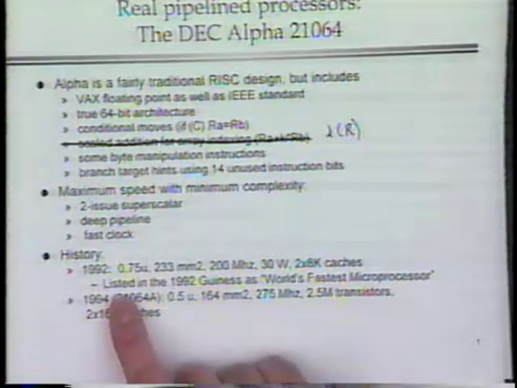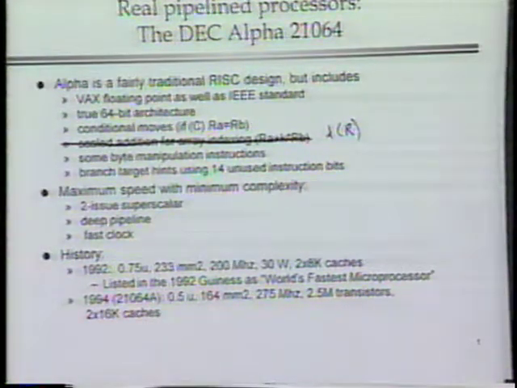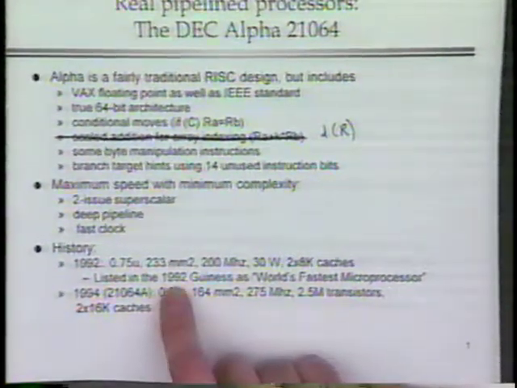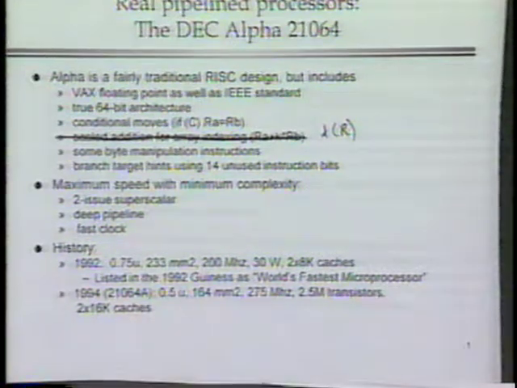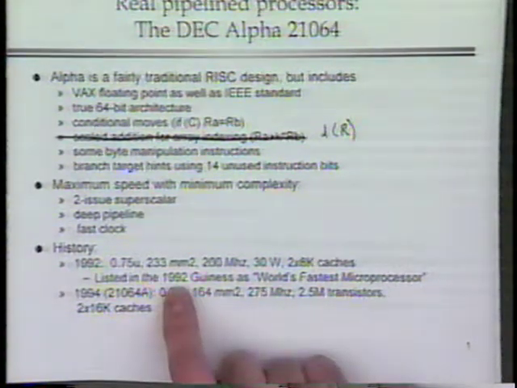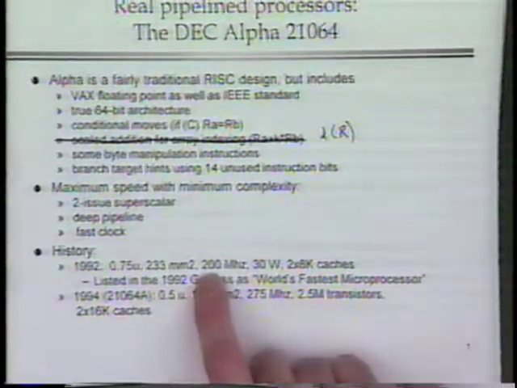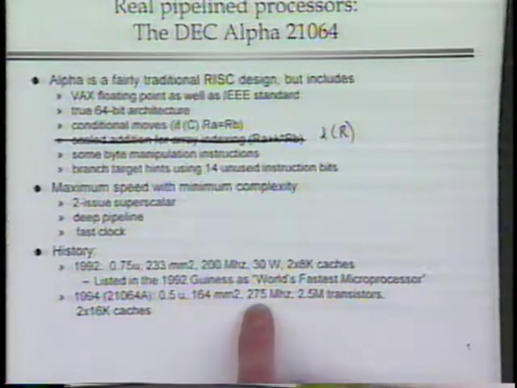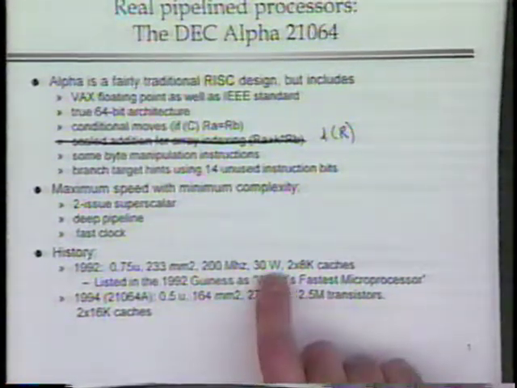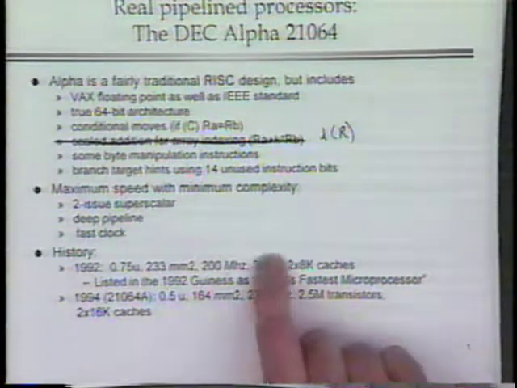As far as I know, the 21064 is the only microprocessor ever to have been listed in the Guinness Book of World Records. That was in 1992, and it was listed as the world's fastest microprocessor. The 21064 has now been superseded by the 21164, which is even faster, so I suspect it can continue to be listed in the Guinness Book of World Records. They use incredibly fast clocks, 200 or up to 300 megahertz. Because of that, they dissipate an awful lot of power.